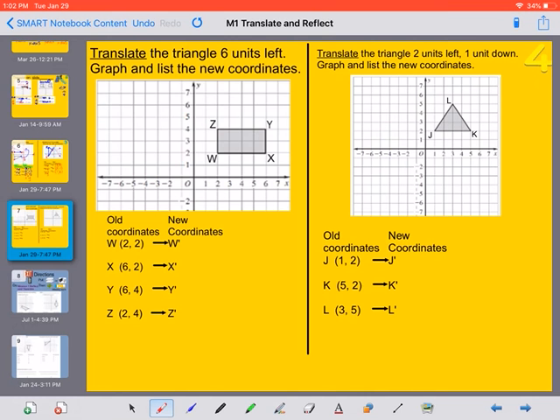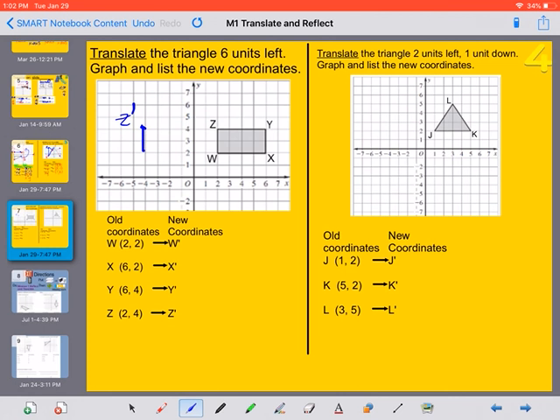Alright, last page. Now we're just moving the figure left, right, or up and down. It says translate the triangle 6 units left. Graph and list the new coordinates. So we need to take 1 point and move it 6 spots to the left. 1, 2, 3, 4, 5, 6. There's our new Z prime. So now we can actually do this with every single point and move it 6 to the left. Or if you already know that's 1 point, we can just draw the rest of the figure.